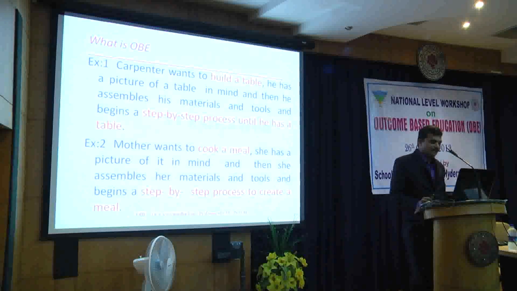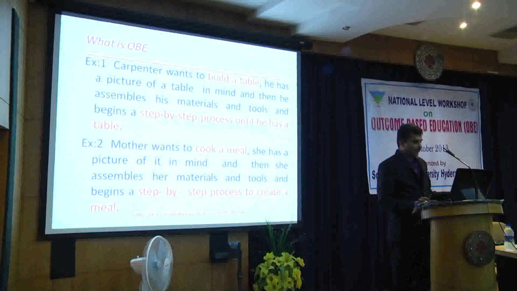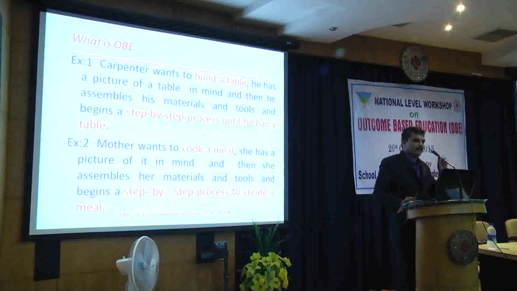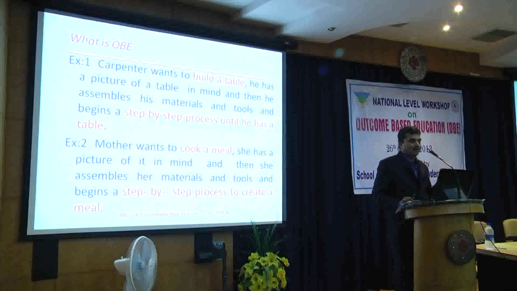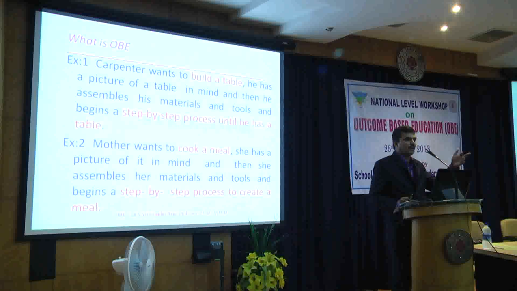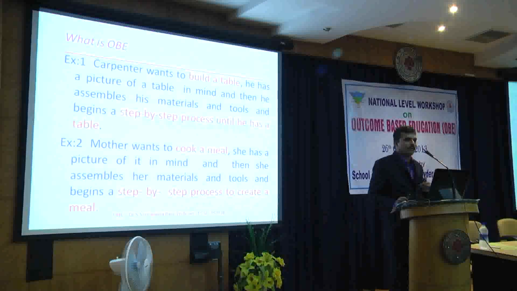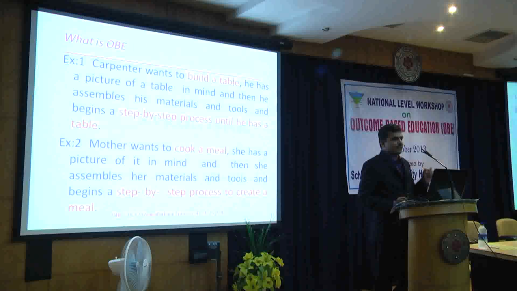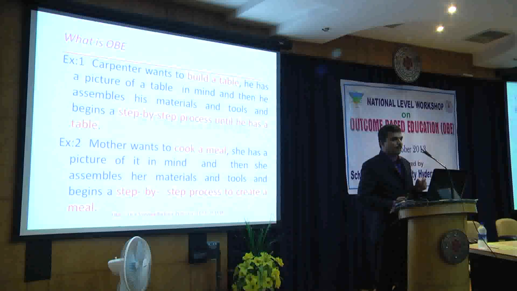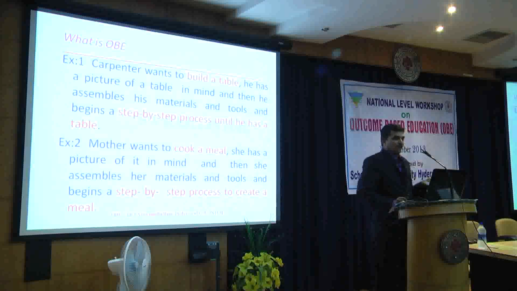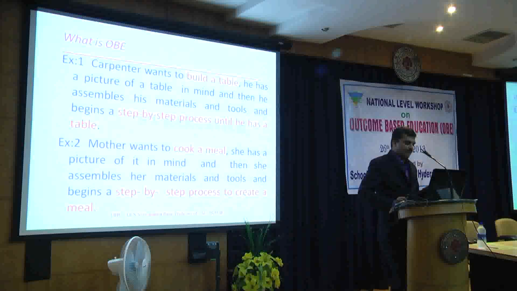Build a table. He has a picture of the table in mind, and then he assembles his materials and tools. He has materials and tools, and what he has to do, he needs to do in a certain order. Once he does it in a certain order, then there is a possibility to achieve the goal that he desired in his mind. That is a table. The next example is something we see every day in our home. A mother wants to cook a meal.